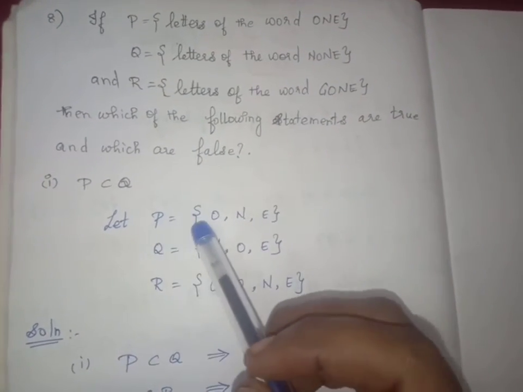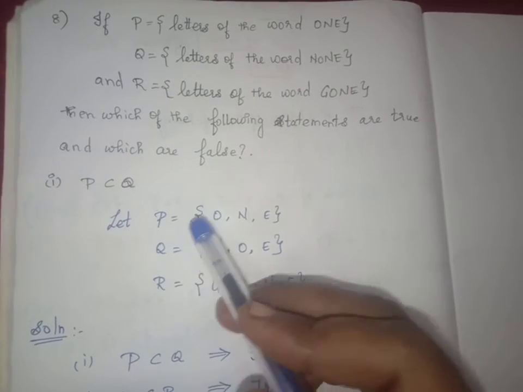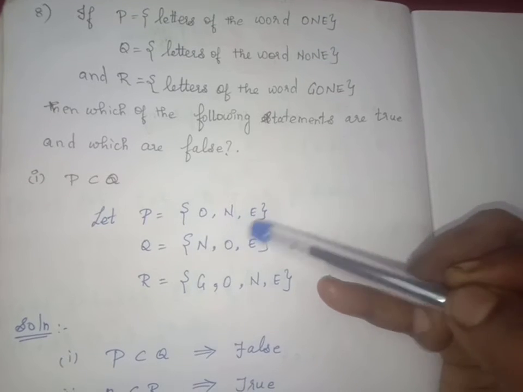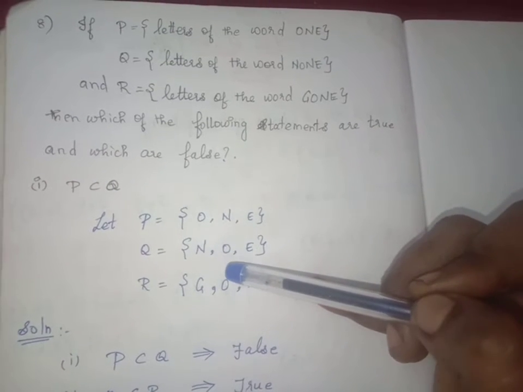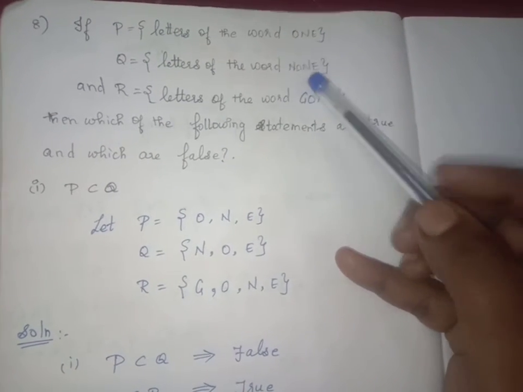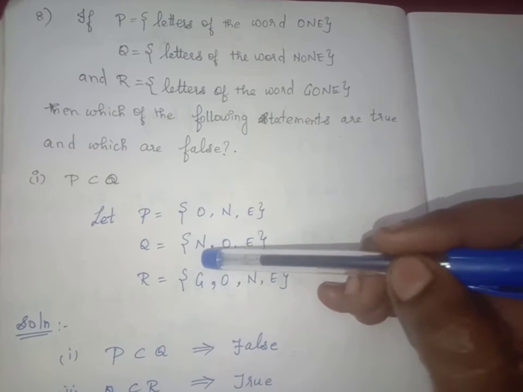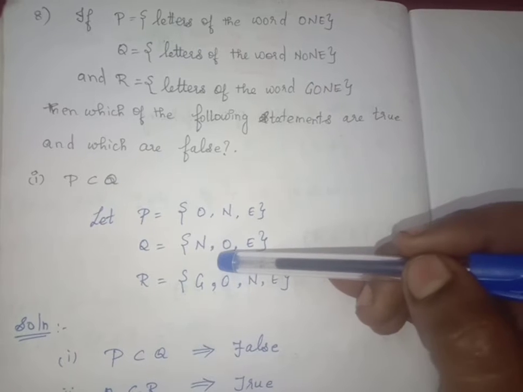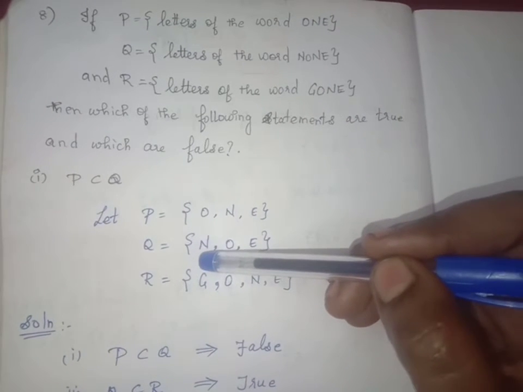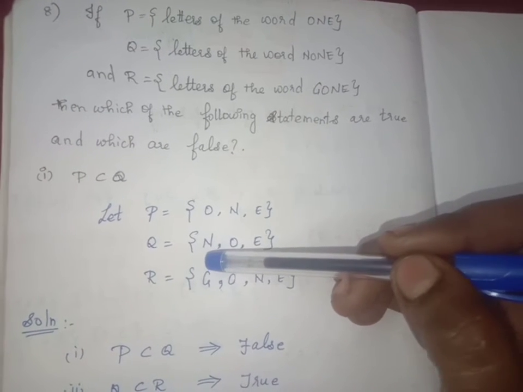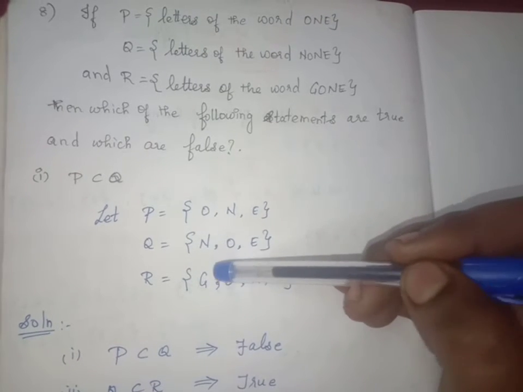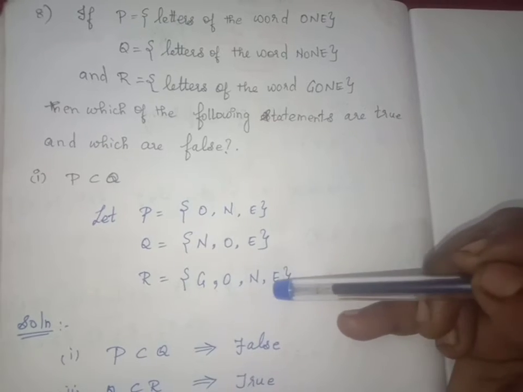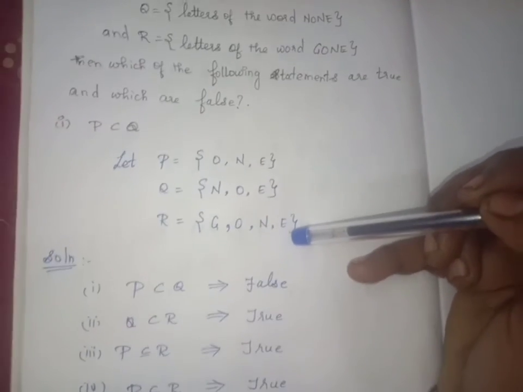First of all, you will take the set P is equal to the letters of the word ONE. So {O, N, E}. Q is equal to N, O, N, again the N is there. So already I wrote the N in Q, so no need to write it again. No repeated element will be written in a set, so you take one element only. So N is one of the elements, {N, O, E}. The next one, R is equal to {G, O, N, E}. So these are the sets.